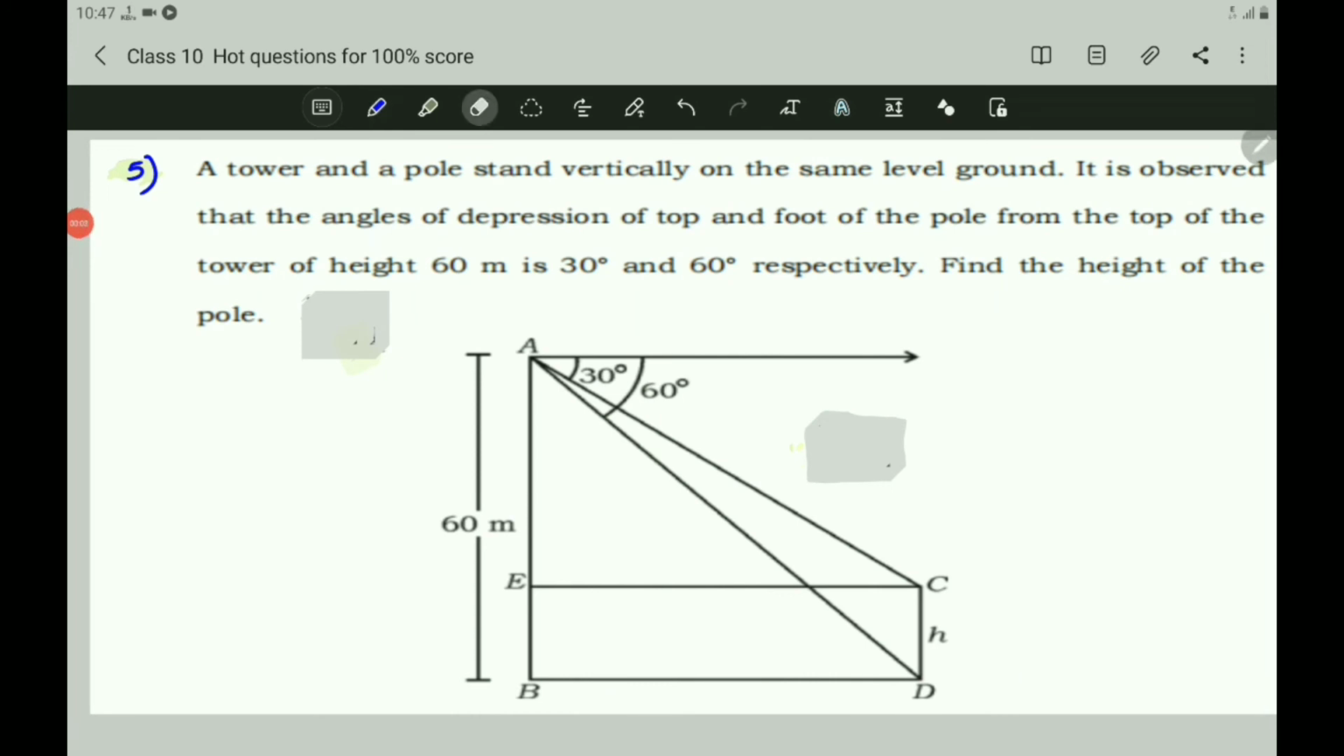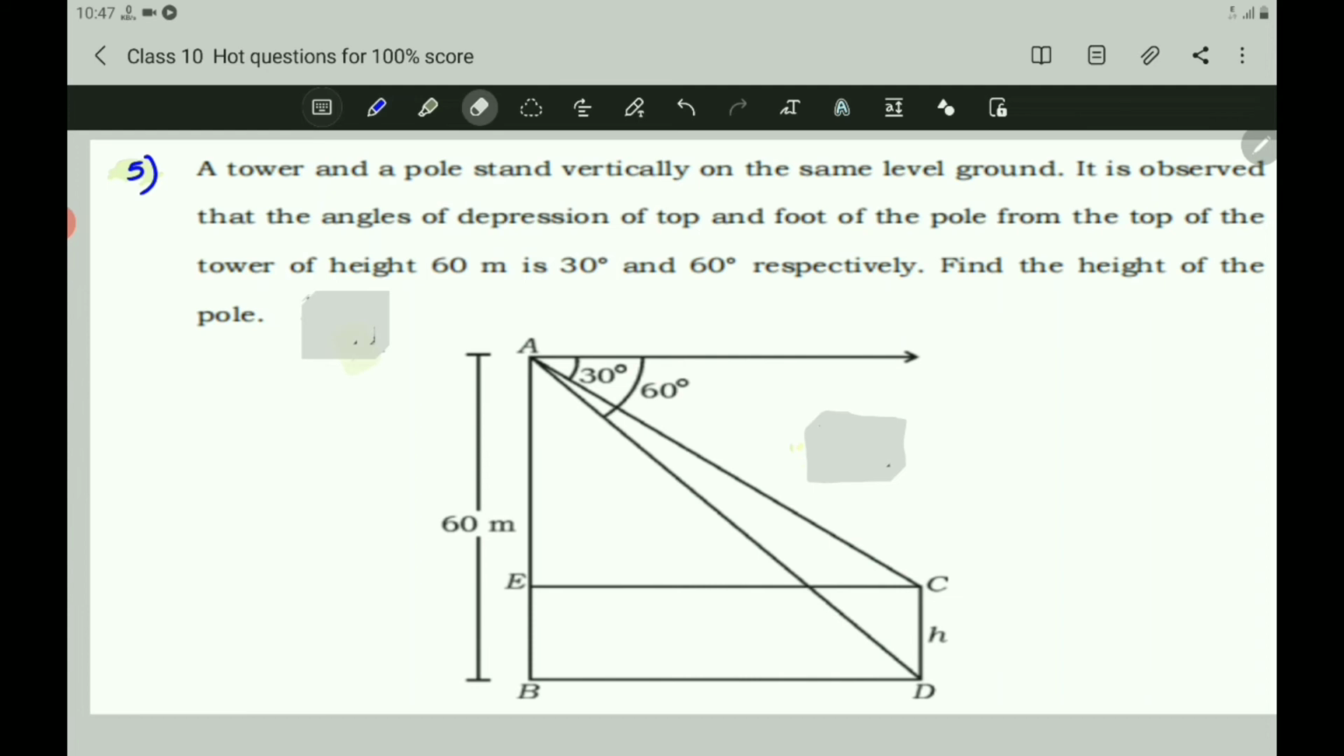Now the fifth question, a tower and a pole. A tower and a pole stand vertically on the same level ground. It is observed that the angle of depression of the top and foot of the pole from the top of the tower of height 60 meter is 30 degree and 60 degree respectively. Find the height of the pole.